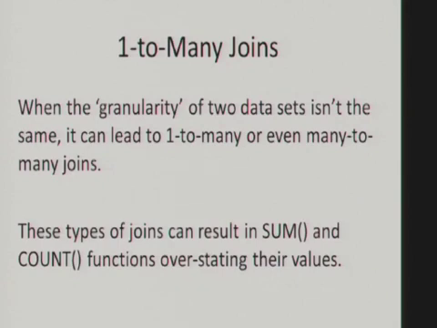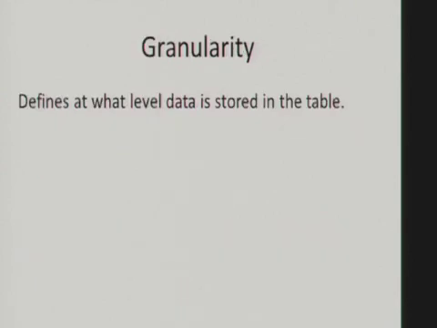And those types of joins, one-to-many joins and many-to-many joins, can result in your sums and counts going a little haywire. So granularity is this idea of what level the data is stored at in the table, and using my instant data, pulling some sample queries, or really studying BI metadata a little bit, you can get an idea of, okay, this is the level the data will be in this table.